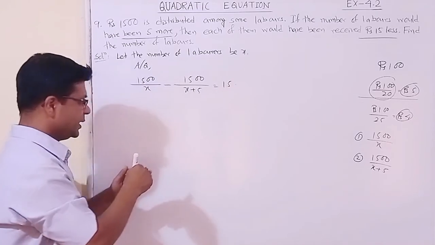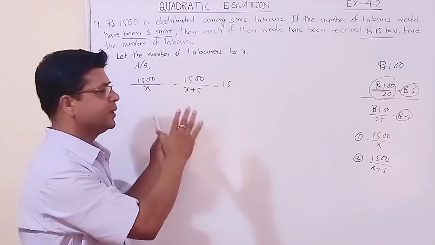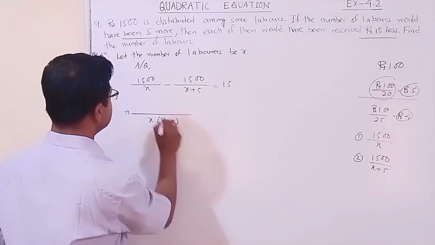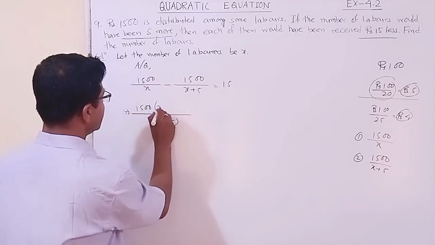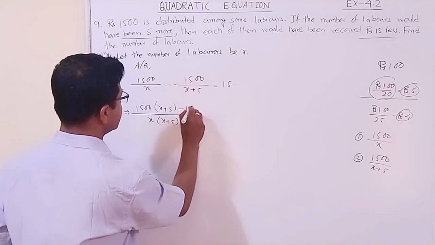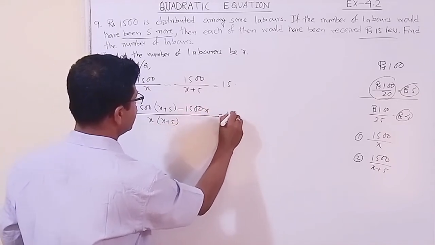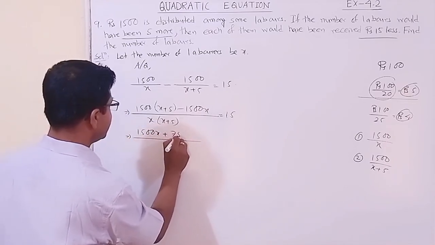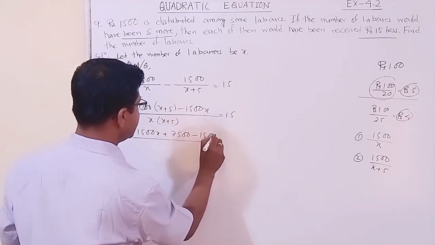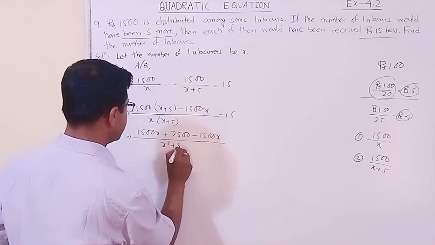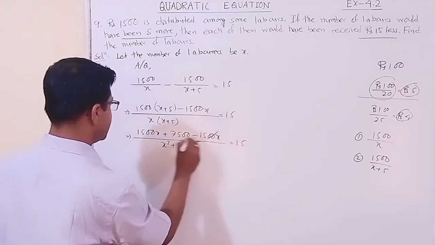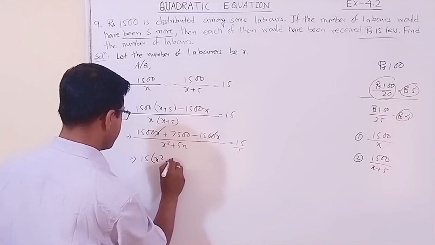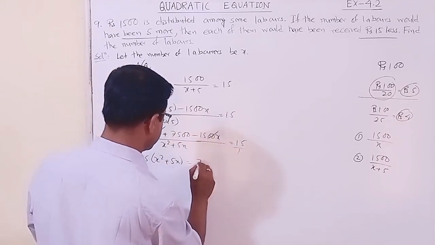15. Dear student, here the most important part is this step only. If you can frame the equation, you can easily solve. x LCM, x into x plus 5, 1500 into x plus 5 minus 1500x is equal to 15. Okay, so this is 1500x, 7500 minus 1500x, x square plus 5x, this is 15. All right, these two will get cancelled. So cross multiplication, here it is 1, so 15 into this, and this will remain the same, 7500, isn't it?